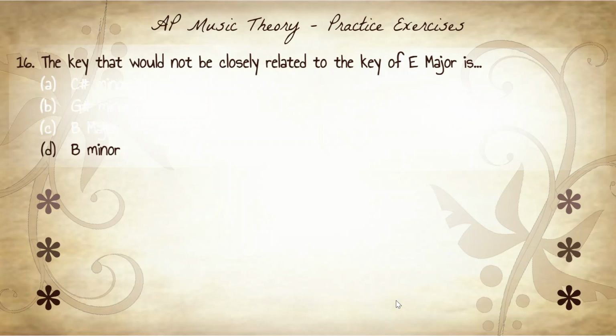Correct answer is B minor. B minor is not closely related to E major. The keys closely related to E are A, F sharp, C sharp, G sharp, and B.